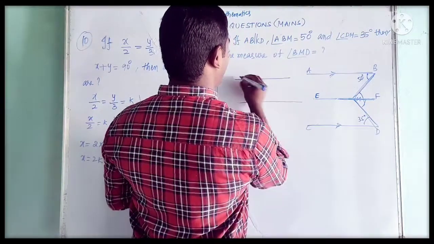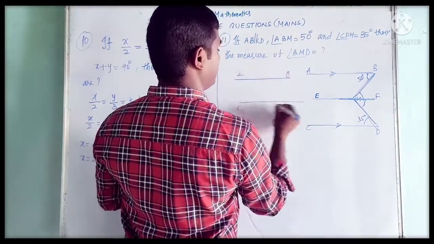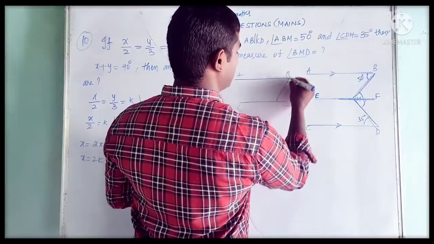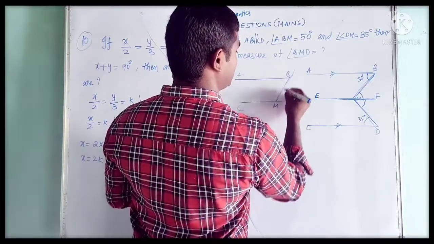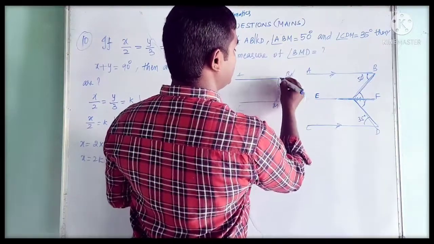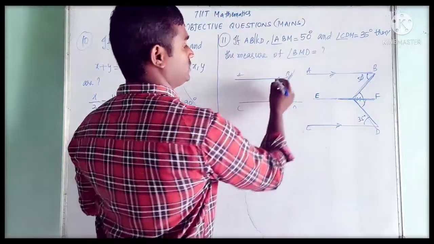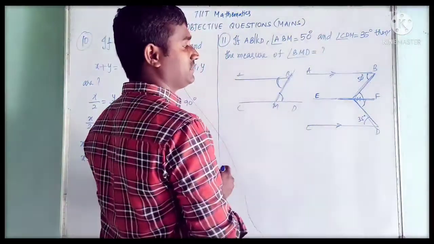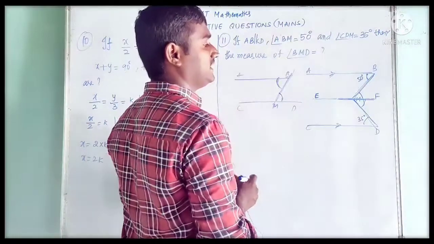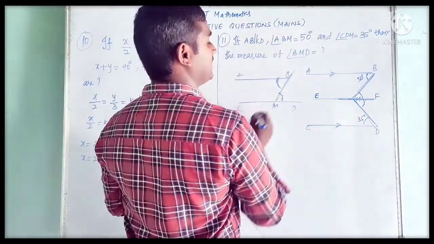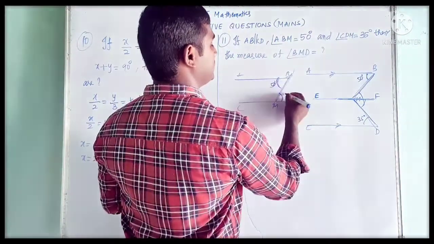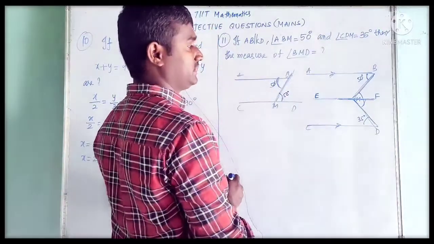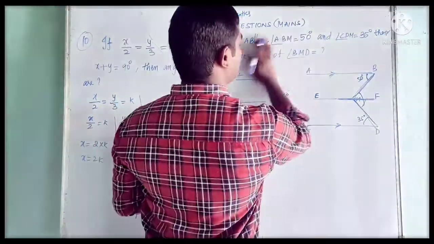Okay, here AB is parallel to CD and BM is a transversal. If BM is a transversal line, then this angle equal to this angle, we can say now. These two angles are which type of angles? Alternate interior angles. Yes, alternate interior angles are equal. If it is 50 degrees, this becomes also 50. Yes, so by using that condition, let us see here.